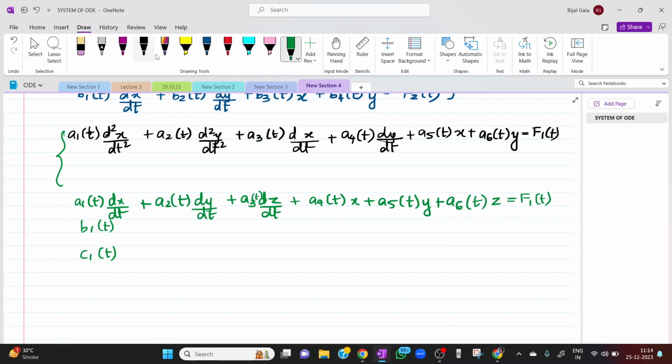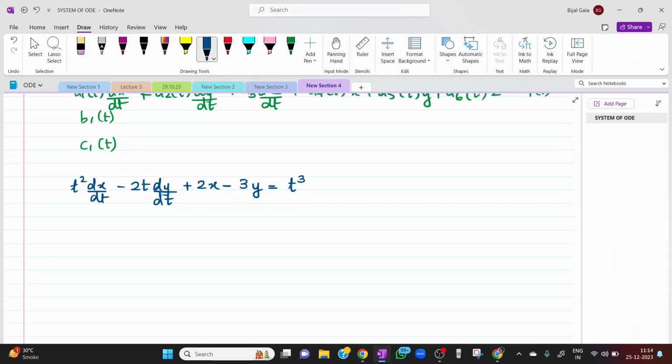So let's take an example here. If I have, say, t square dx by dt minus 2t dy by dt plus 2x minus 3y is equal to t cube. That is the first equation. Then I can have another equation as dx by dt plus t times dy by dt minus e raised to x plus t times y equal to e raised to t.